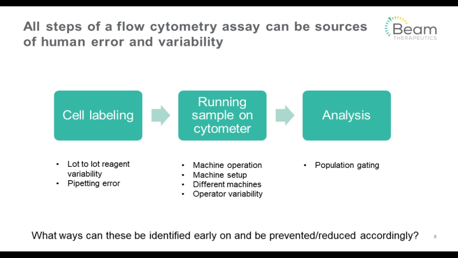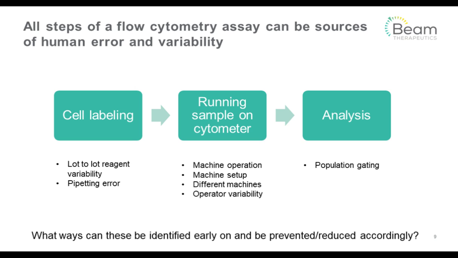All steps of flow cytometry assays can also be sources of human error and variability, whether it's the cell labeling process, where you need to keep in mind lot-to-lot reagent variability, or even pipetting error, running samples on the cytometer, where you need to remember machine operations can change over time. How you set up that machine is critical.